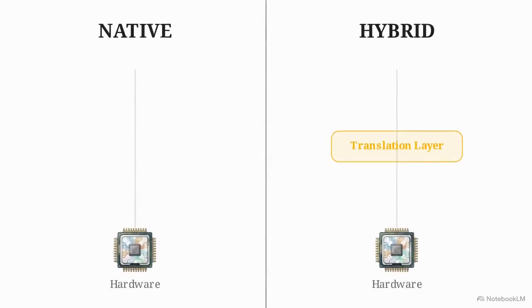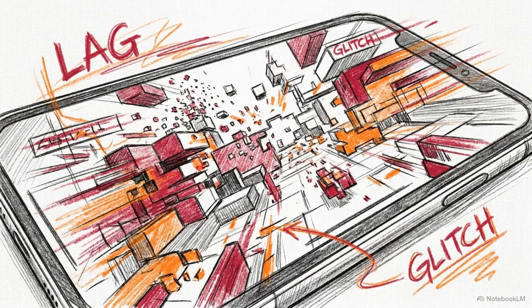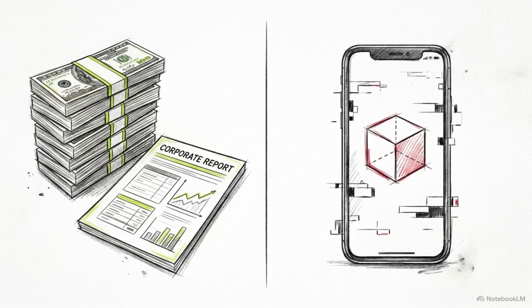This visual shows the mechanical difference. On the left, native code speaks directly to the processor. On the right, hybrid code must pass through a translation layer before the hardware can execute it. This creates noticeable lag in graphic-heavy apps, specifically during complex transitions or high frame rate animations. Upfront budget savings are only a victory if your core features don't require peak processing power.